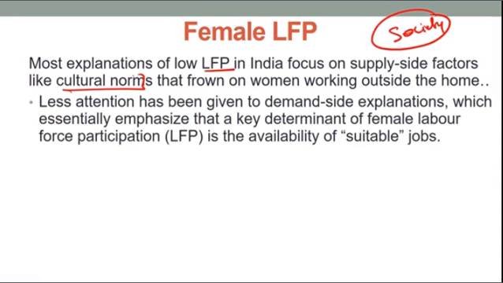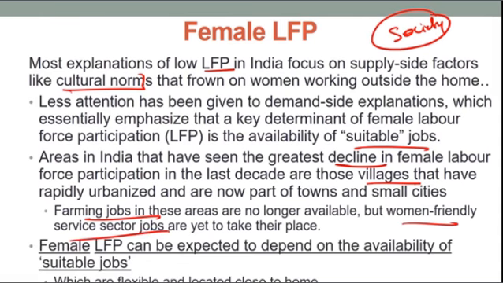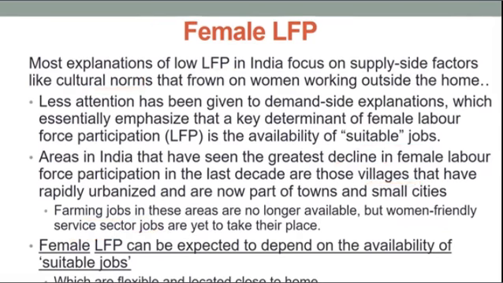However, there's a demand side thing also. It is probably because they don't have proper jobs. If they have only risky jobs, very far away jobs, obviously they will not be able to work. But if they have nearby jobs, safe jobs, not manually difficult jobs, then they will actually start working more, which is what is happening with the apparel sector. So normally the decline happened in those villages where urbanization happened and they didn't get good jobs. Farming jobs disappeared. Woman-friendly service sector jobs did not come. The apparel industry can provide this option. Flexible, located close to home and not demanding.